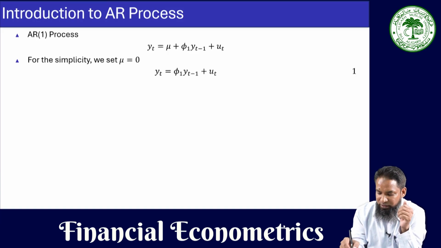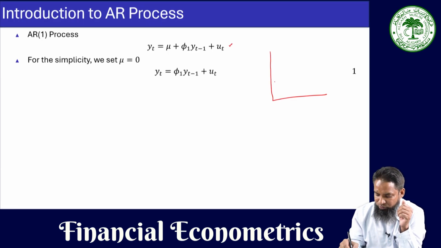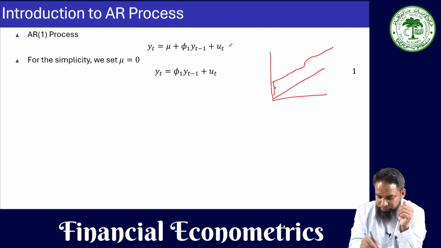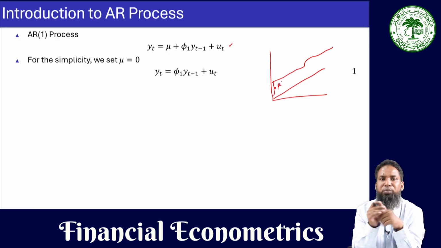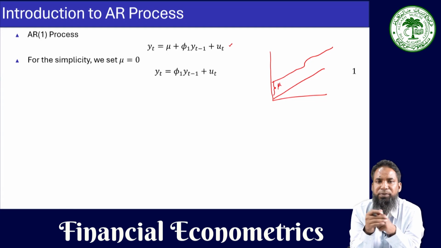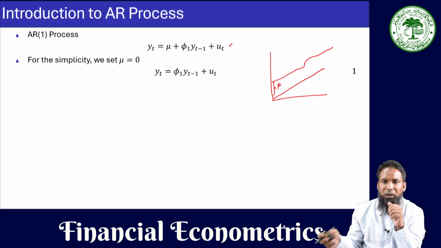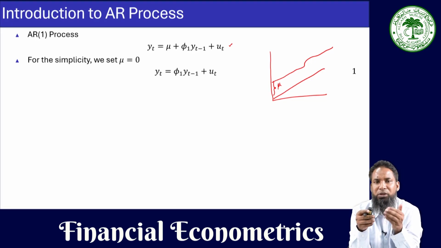If we draw a regression with this, it will be like this. On the other hand, for this it will start from 0. So basically the intercept here is nothing but mu. The mean of the process we set equal to 0. However, it does not change the properties of the data generating process.